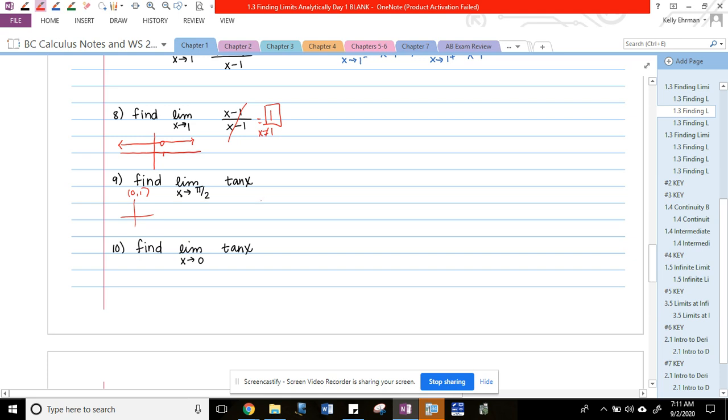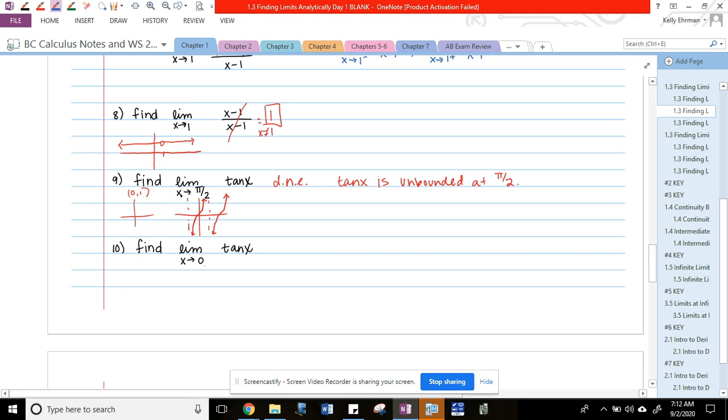Okay, what's happening at the tangent graph? Remember, the tangent graph has vertical asymptotes at pi over 2 and negative pi over 2, and it has this curve going on. So this graph is unbounded, because to the left of pi over 2 you're going to infinity, and to the right of pi over 2, negative infinity. So the limit does not exist. Tangent x is unbounded at pi over 2.